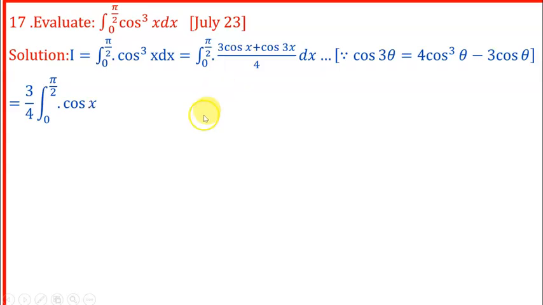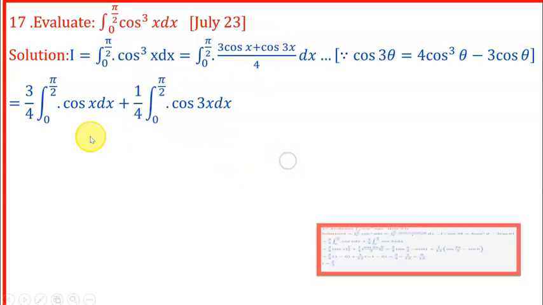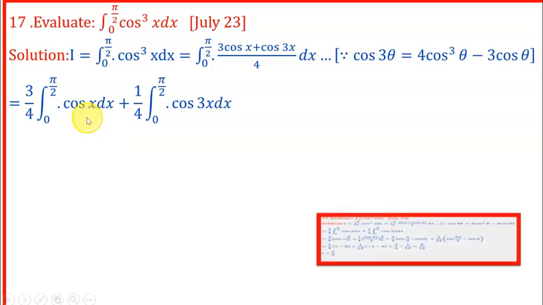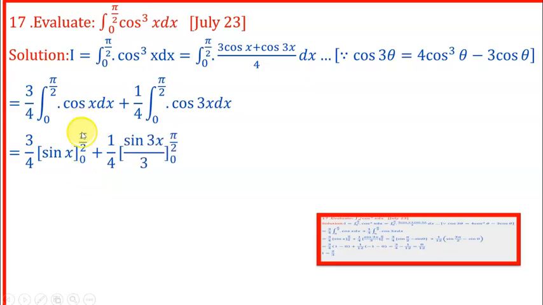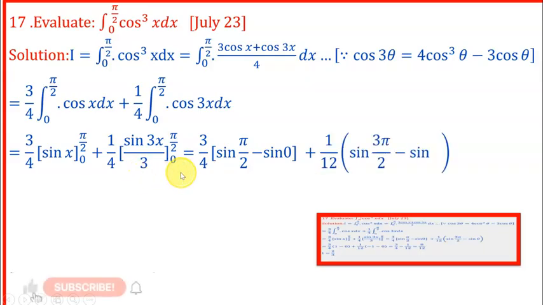Now here, separate this integral. That is 3 by 4 integral 0 to pi by 2 of cos x dx, next is 1 by 4 integral 0 to pi by 2 of cos of 3x dx. What about the integral of cos of x dx? The integral of cos of x dx is sin of x, lower limit is 0, upper limit is pi by 2. Next is 1 by 4 sin of 3x upon 3, lower limit is 0, upper limit is pi by 2.